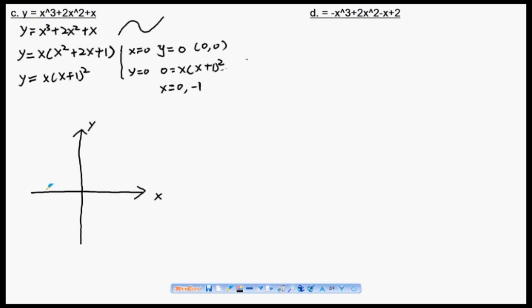Now we assume y equals 0 to find the x-intercept. We will have 0 equals x times (x plus 1) squared, and x is 0 or minus 1. Only when x equals 0 or minus 1 will y be 0. So those are your x-intercepts.